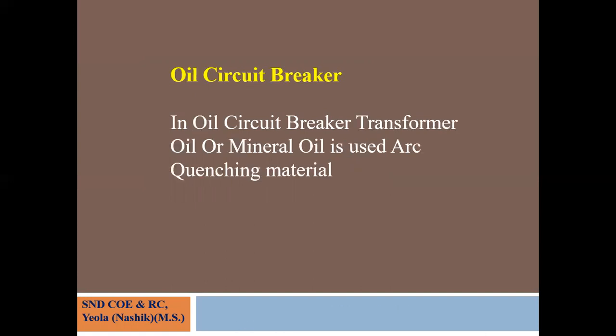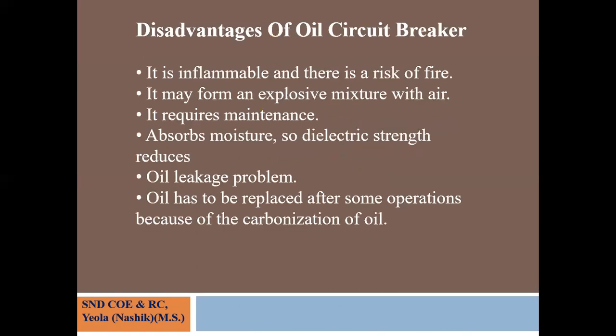The second one is the oil circuit breaker. In an oil circuit breaker, transformer oil or mineral oil is used as the arc quenching material. The disadvantages of the oil circuit breaker: it is inflammable and there is a risk of fire. It may form an explosive mixture with air.